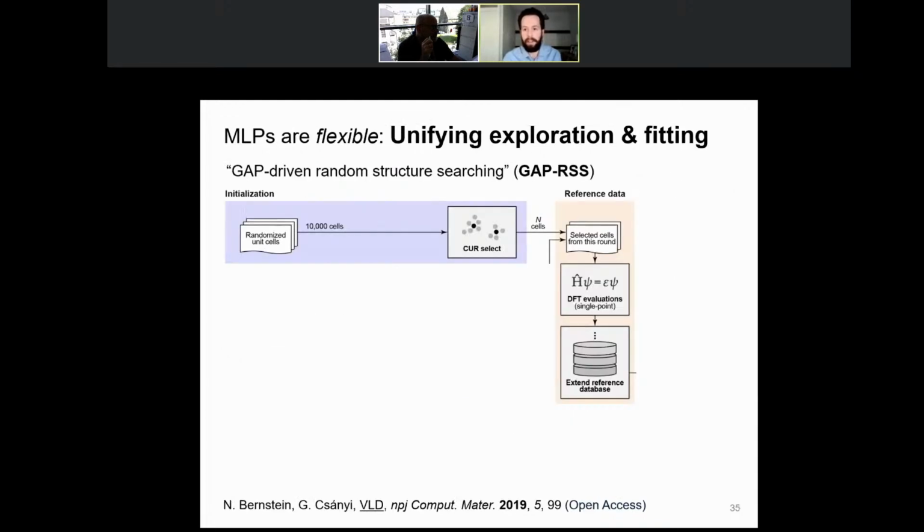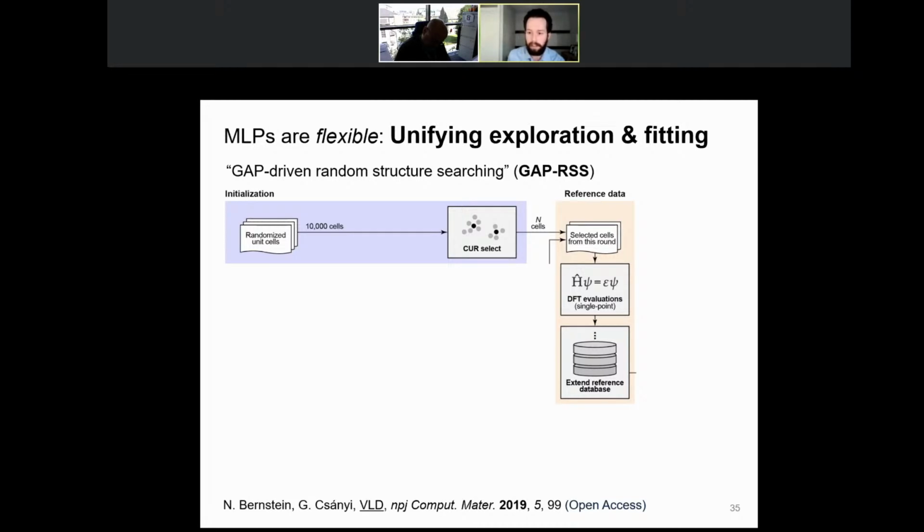The other direction of this research is that not only can we use the potentials to search for interesting things, but we can use the algorithm to build potential fitting databases in the first place. And this is work done mainly by Noam Bernstein, who has really masterfully coded up all this framework, where we say, okay, we now again do a random initialization. We guess lots of structures.